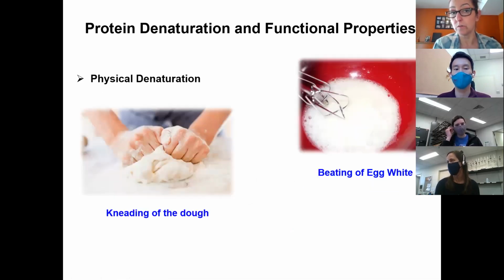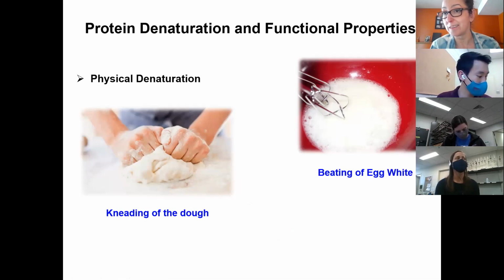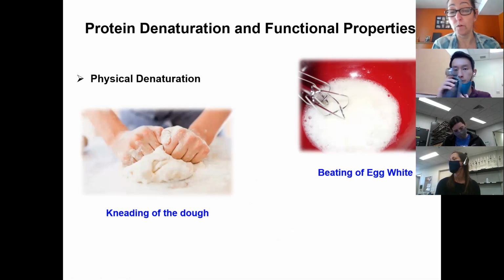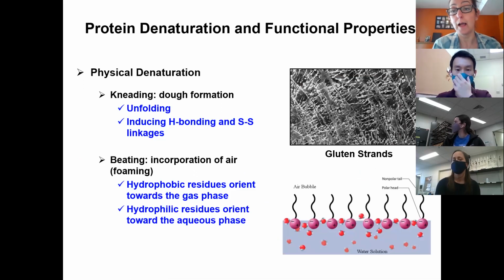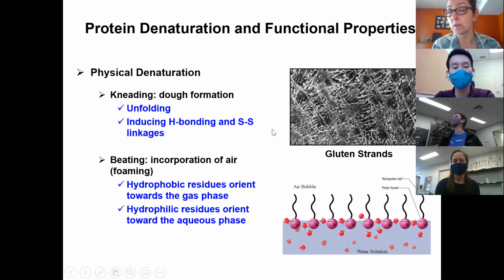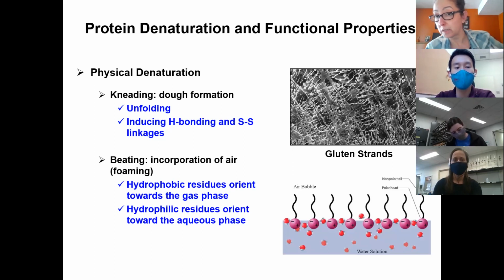Physical denaturation also happens by beating the egg, for example. We're denaturing the egg proteins, and then they form a film around the air bubbles to form the foam and stabilize the foam. Kneading the dough: when we knead the dough, the gluten-forming proteins denature and come together and form strands that are linked by hydrogen bonding and disulfide linkages. Once gluten is formed, it's irreversible denaturation.